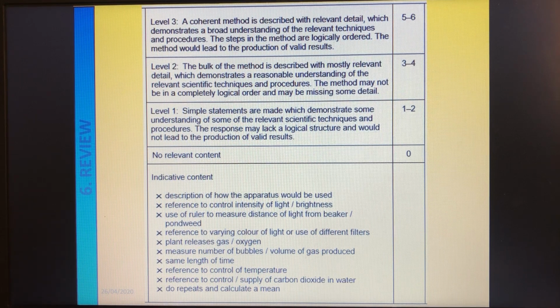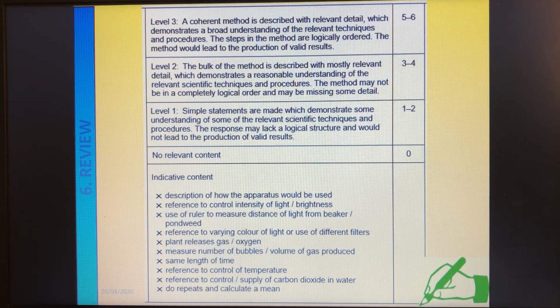So we talk about how, and we're doing our green pen now. Is my green pen icon getting hot? There it is. We talk about how the apparatus is set up. So we've got our pondweed submerged in water. You might have a beaker of water there so that it doesn't overheat. So that's this one here, reference to control of temperature. You've probably then talked about how you're going to use a filter in front of the light. Always keep the light at the same distance, and then allow it to acclimatise. We talked about that before.